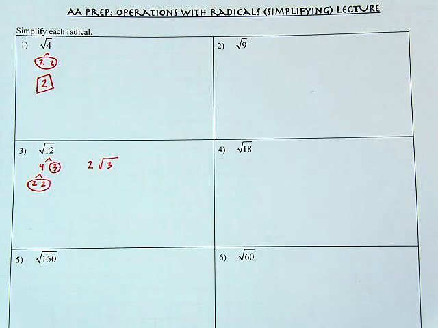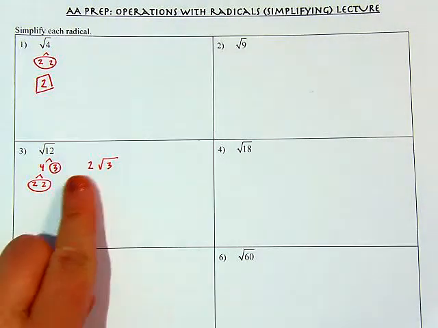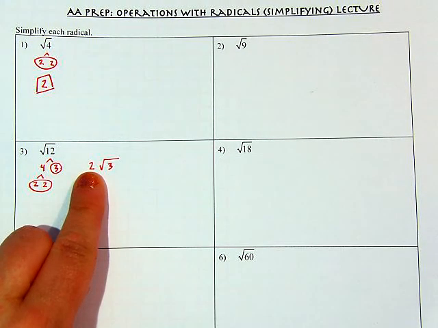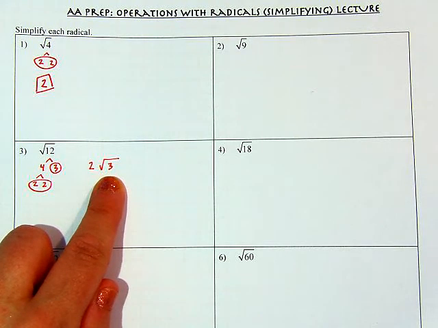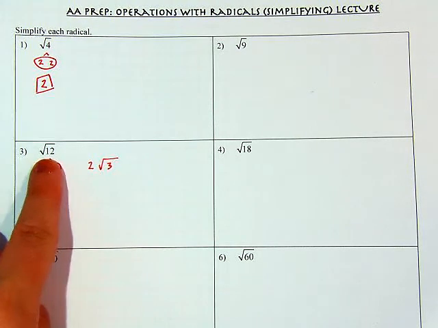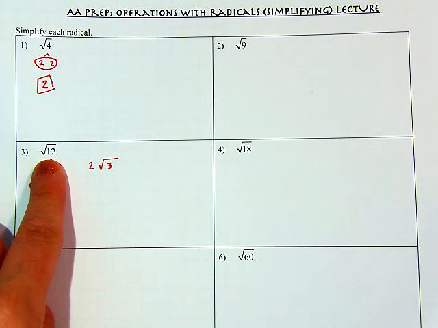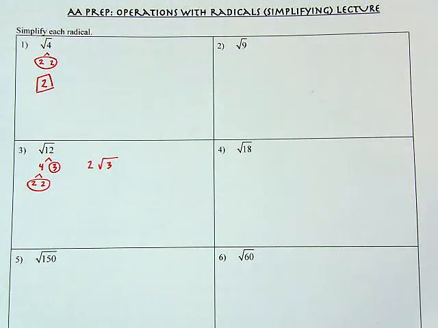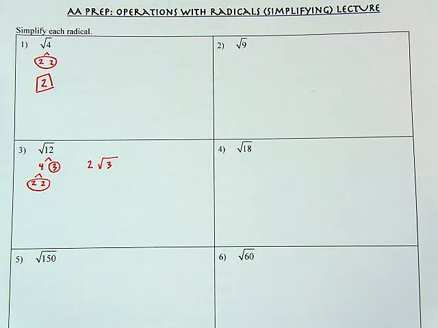And if I want to double check, did I do that right? I could always take the 2 right here, square it, so I'm back to 4, multiply it by the 3 that's underneath, and would that get me back to the 12 that I have originally? And it does. So the square root of 12 simplifies to be 2 times the square root of 3, or 2 root 3.